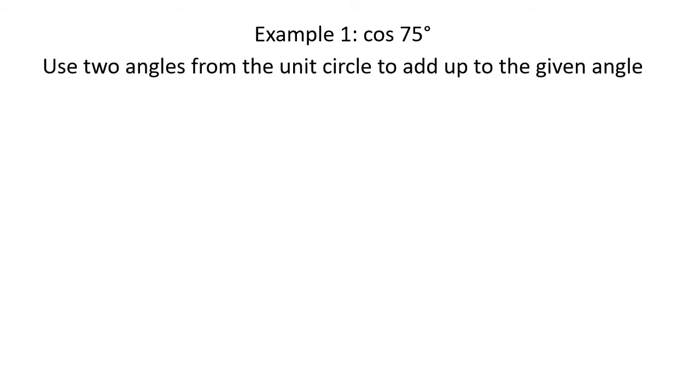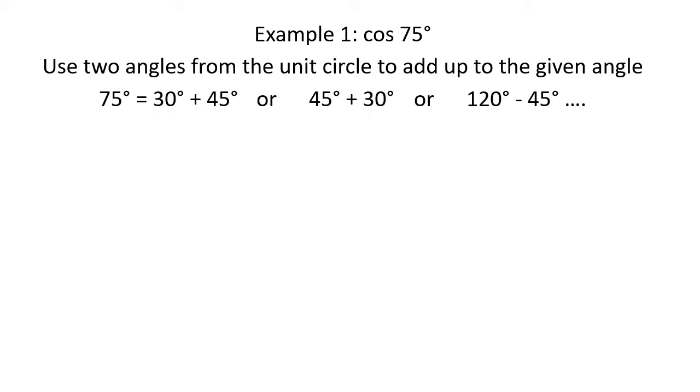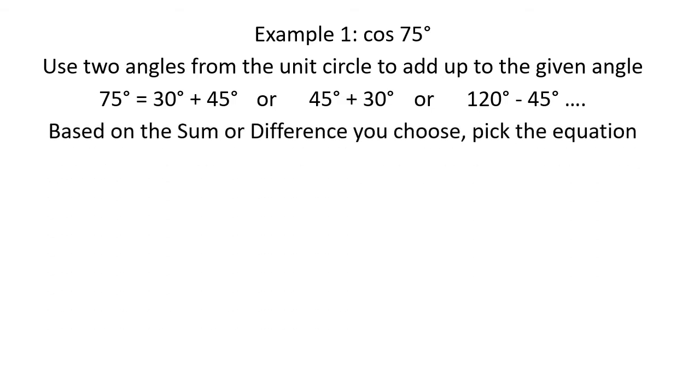So that is my first step. Use two angles from the unit circle to add up to the given angle. The given angle is 75. So 75 can be 30 plus 45, or you can reverse it, 45 plus 30, or you can even use subtraction, 120 minus 45. To me, the easiest thing to use is going to be the first one.